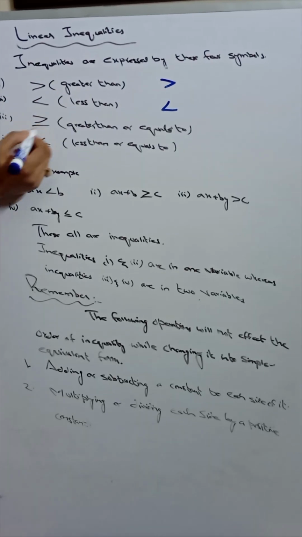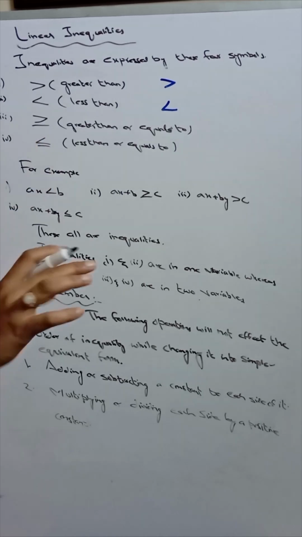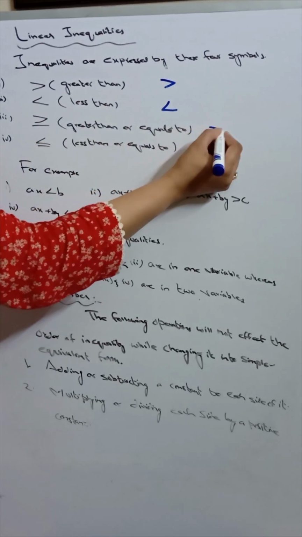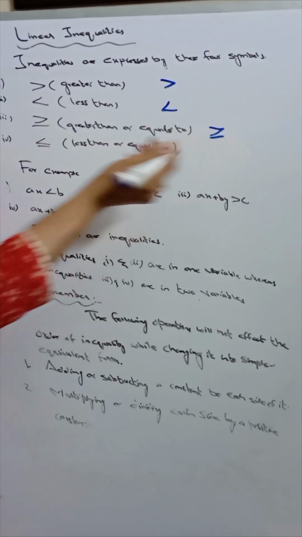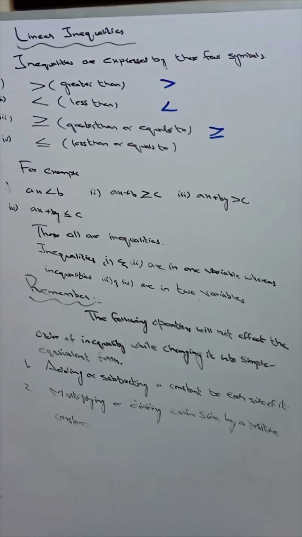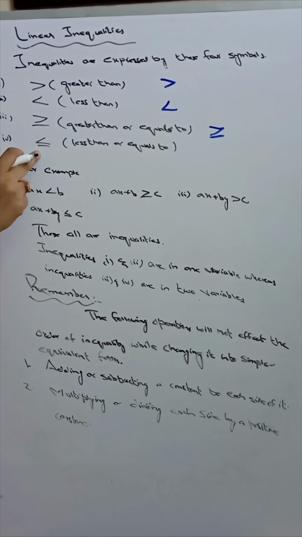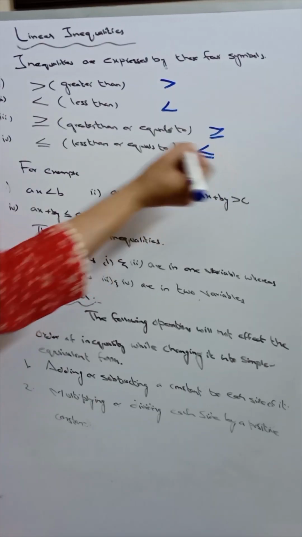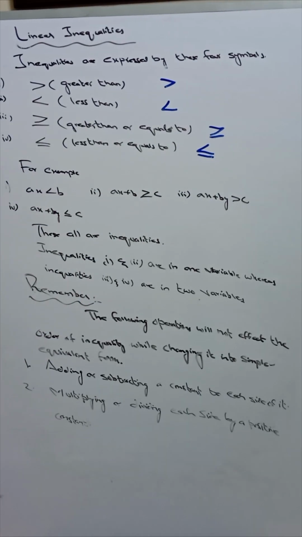And this symbol with an underline is known as greater than or equal to. This symbol with a line underneath is called greater than or equal to. Next, this symbol is called less than or equal to. Less than and equal to is called this symbol.